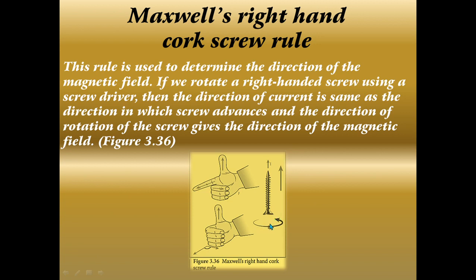Once again, if we rotate the right hand screw using a screwdriver, then the direction of current is the same as the direction in which the screw advances, and the direction of the rotation of the screw gives the direction of the magnetic field.